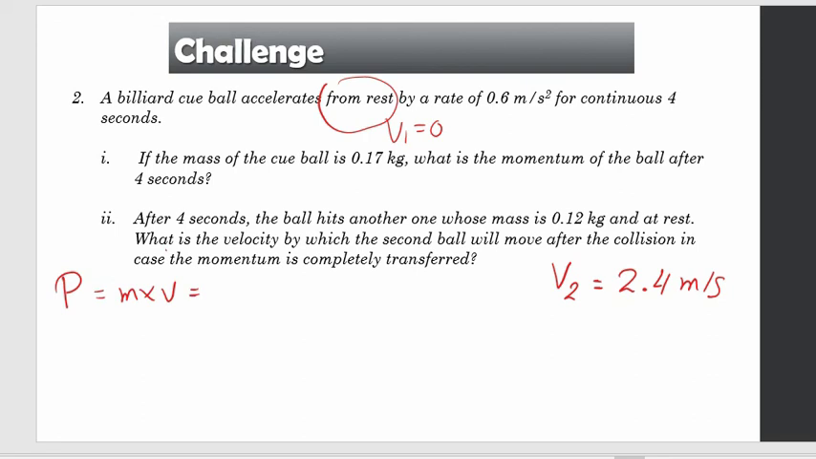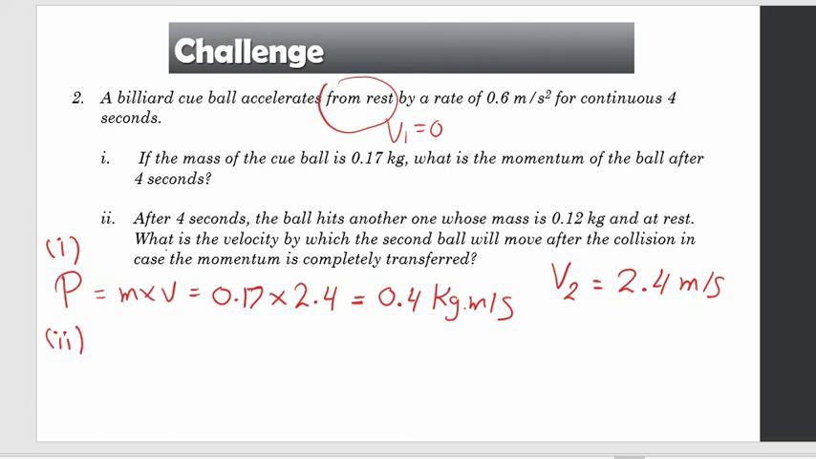The mass of the cue ball is 0.17. The velocity or the speed is 2.4. This means that the momentum will be equal to 0.4 kilogram times meter per second. So this is how we solve I. Now let's move on to solving double I.